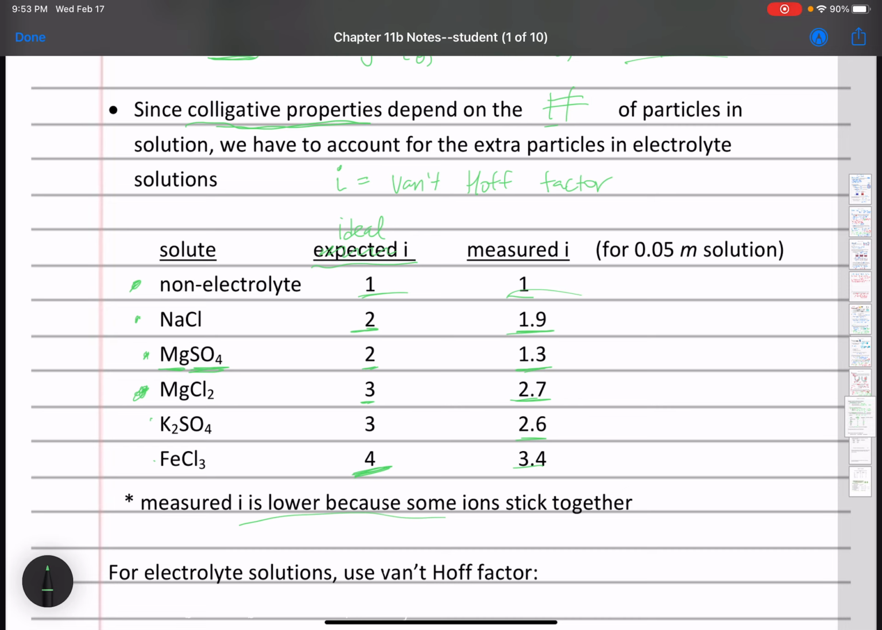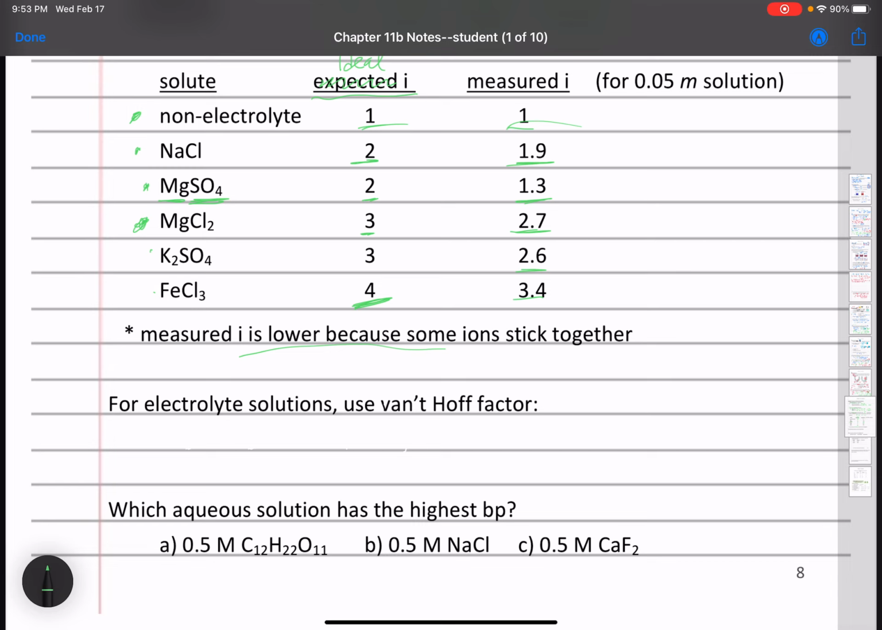So for electrolyte solutions, we have to add the Van't Hoff factor to our calculations for the last 3 colligative properties. So for a change in temperature of the boiling point, all right, it's i times molality times the boiling point constant. For freezing point, i times molality times the freezing point constant. And for osmotic pressure, i times MRT.